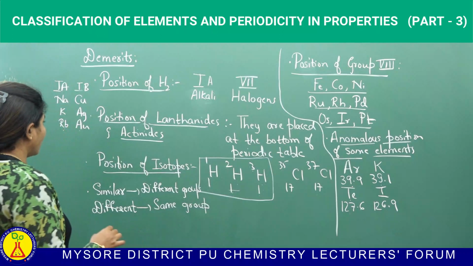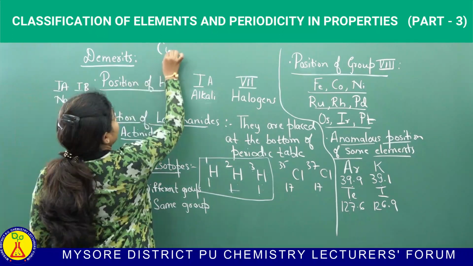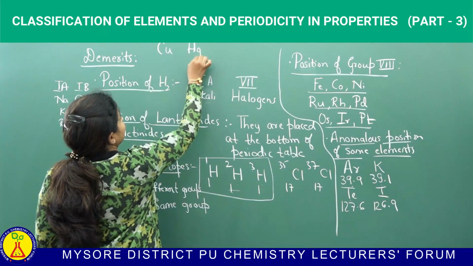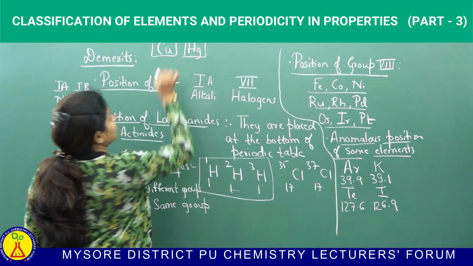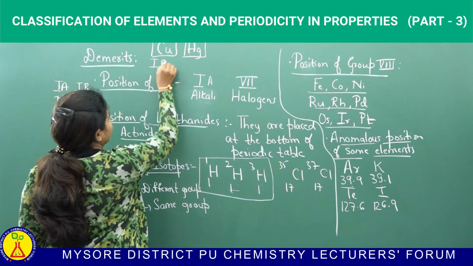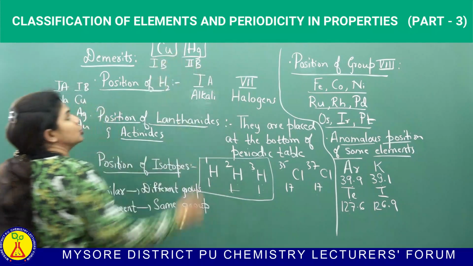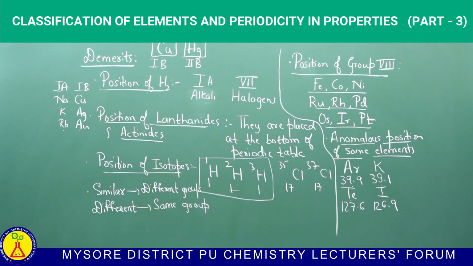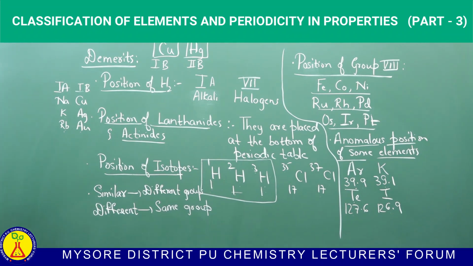Now let's take another element. We have the example of copper and we have the example of mercury. For this I'll mention it now. You have copper and you have mercury. Okay, so this comes in 1B, this comes here in 2B. Ma'am, copper comes in which group? Copper comes in 1B and mercury comes in 2B.